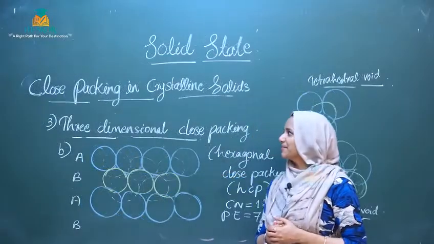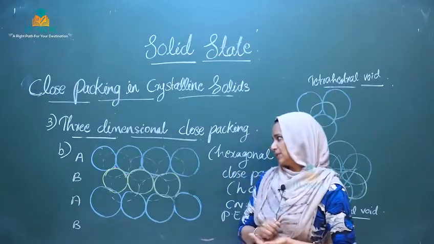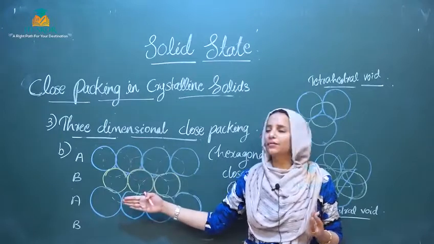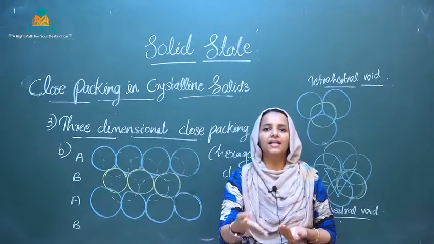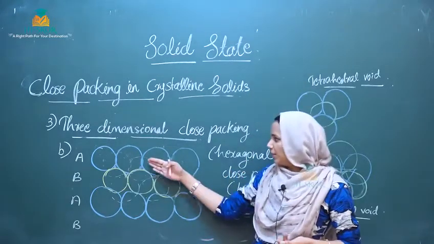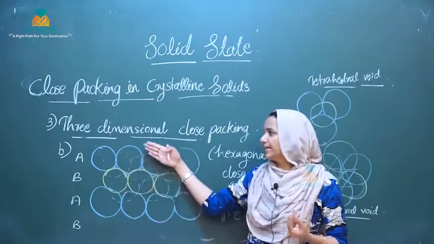So, in 3-dimensional close packing we can see another type of close packing here. In this structure, the basic first layer is just like the hexagonal close packing that we saw in our 2D packing, isn't it? Yes. So, this is the type of hexagonal close packing where the layers come one above another.